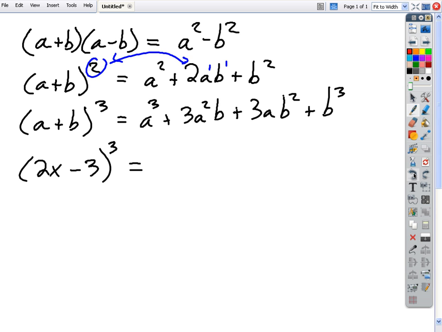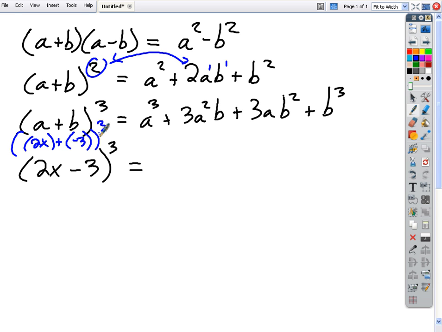Okay, so then what do we get? Let's take a specific example. What if I want to expand out 2x minus 3 cubed? What is a equal to then? 2x. Okay, so a is 2x. What's b? Negative 3. And then we're just going to follow that pattern, right?